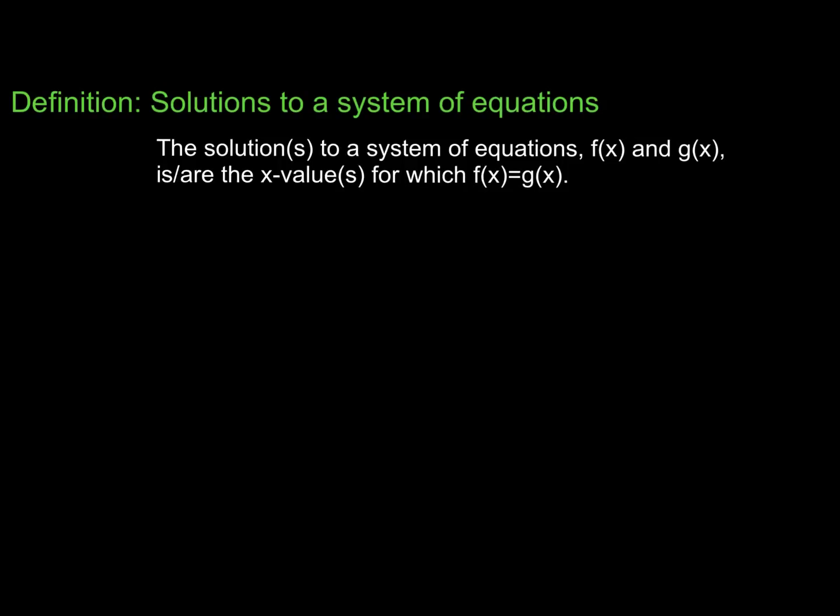Alright, so we've seen this definition before, but it's important to always refresh our memory here. A solution to a system of equations, or the solutions to a system of equations, these are the x values for which f of x is equal to g of x. So if I have two functions, the x values where the two outputs are equal, remember, f of x is function notation for the y value for this function, and g of x is the notation for the y value for this function.